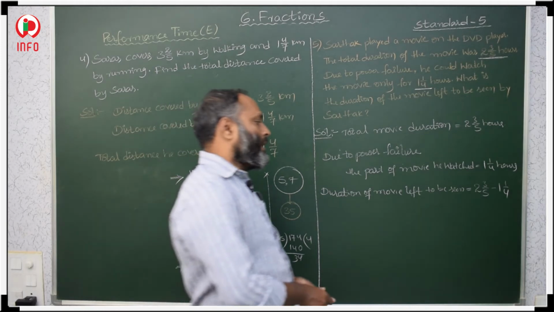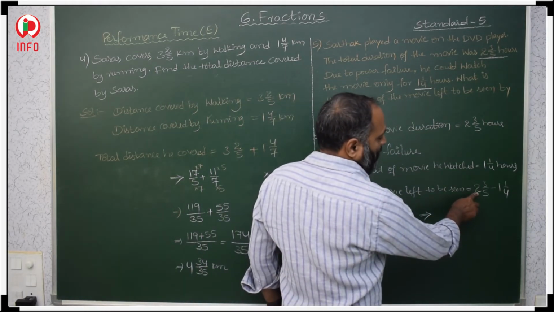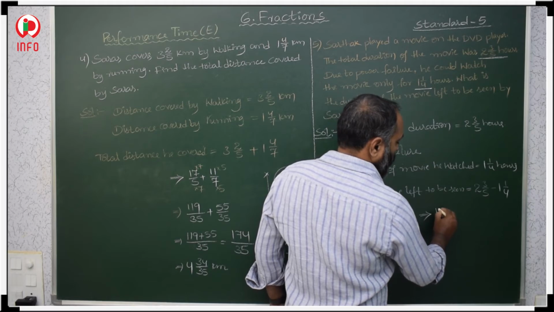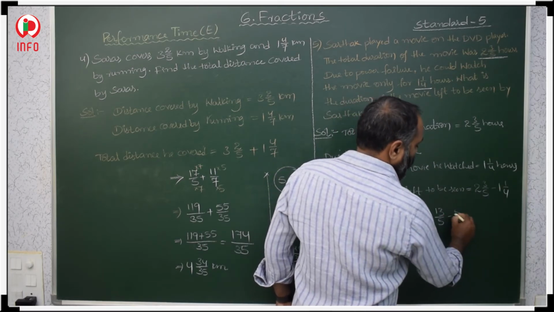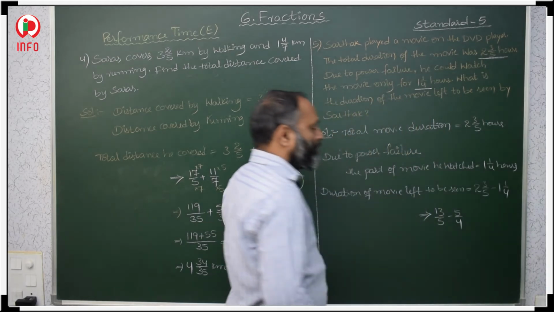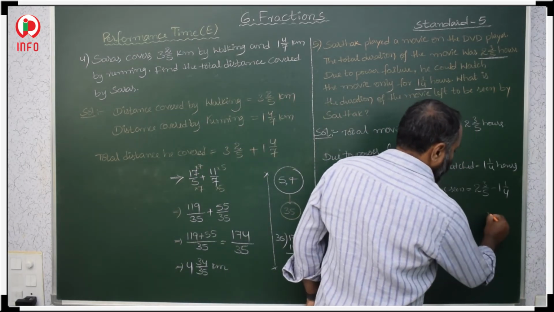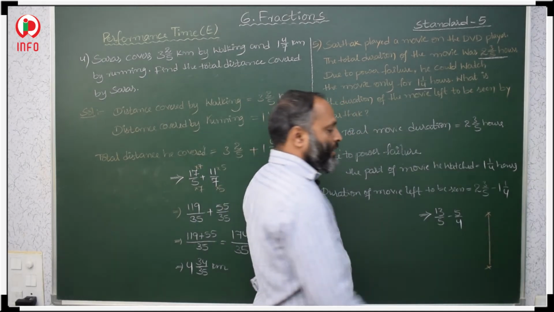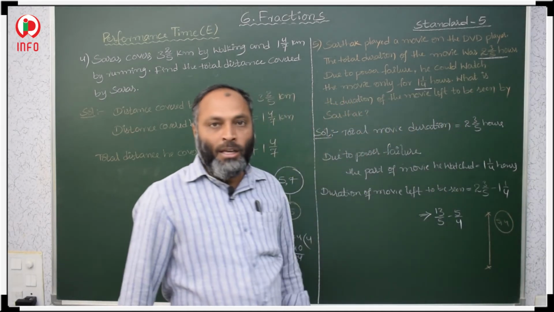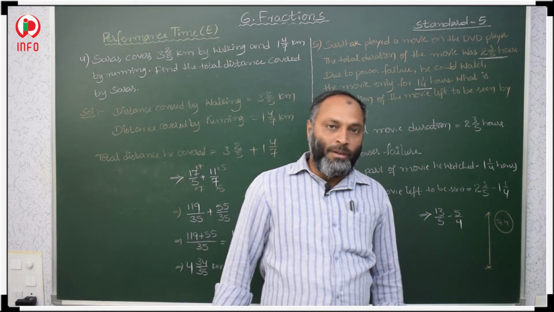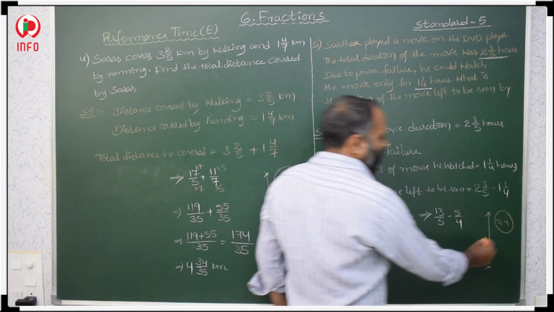So this mixed fraction we have to convert into improper: 5 times 2 is 10, 10 plus 3, 13/5, minus 1/4. Now we have to take the LCM of 5 and 4. These two are consecutive numbers. When they are coprime numbers, the product only is the LCM. So here the product, 5 times 4, is 20, the LCM.